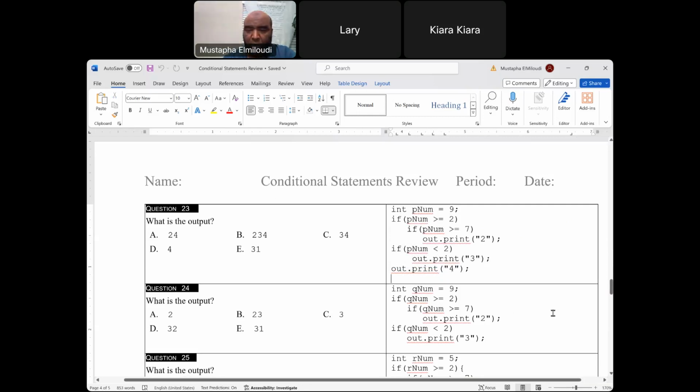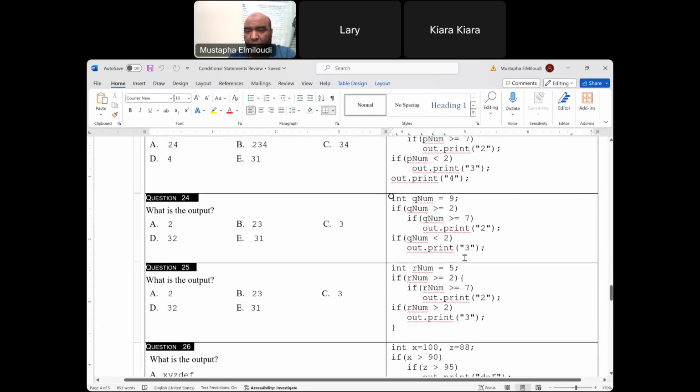Now number 24, we're almost there. So number 24, again, when you see if statements one after the other with nothing in between to separate them, so this is nested if. They are together, and then you can replace it. It's like you are saying and. If Q num is higher or equal than 2, and it's very similar to and.